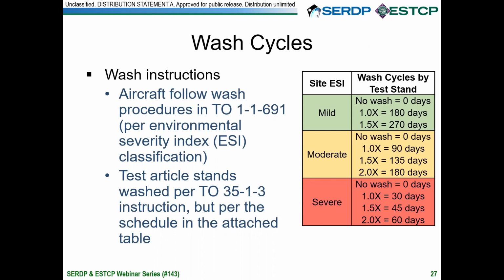And then each site has a no wash, and then we do a 1.5x and a 2x at the moderate and severe as well. So the stands themselves are actually washed in accordance with TO 35-1-3. That's the ground equipment wash instructions. And that was done because the stands are actually deployed in ground equipment ramp areas, and that's what those particular maintainers are more familiar with. That was just to save a little bit of time and reduce the burden on the maintainers. So they're using the approved detergents and pads for ground equipment.